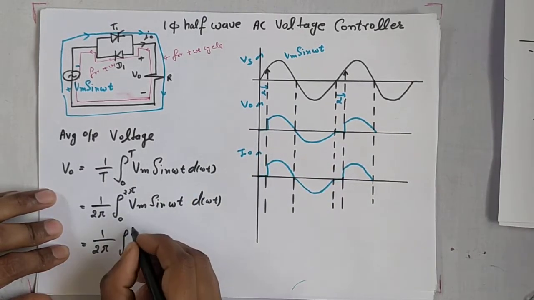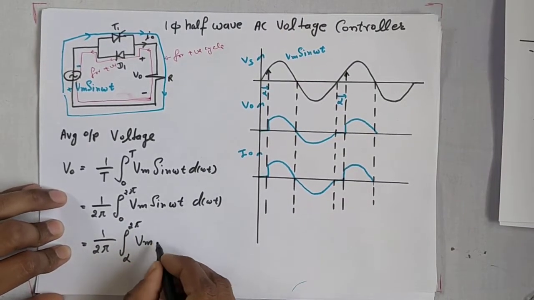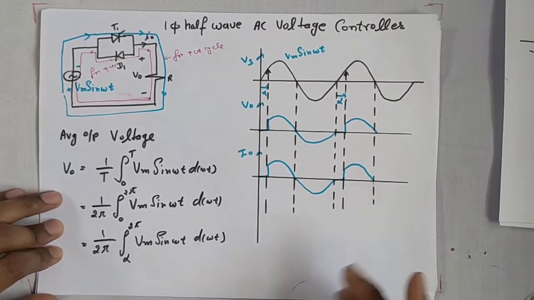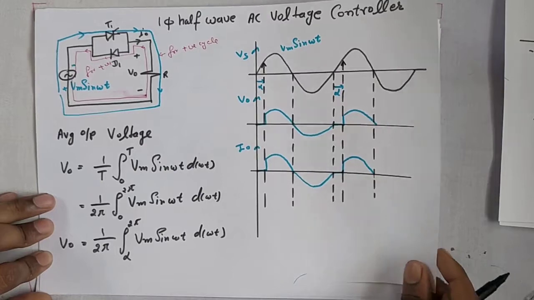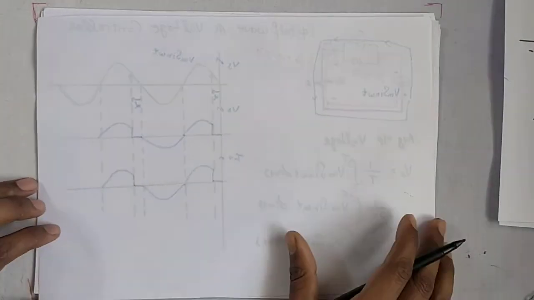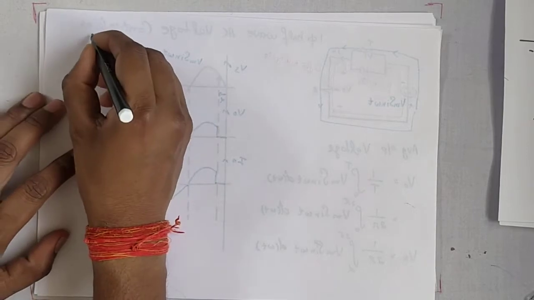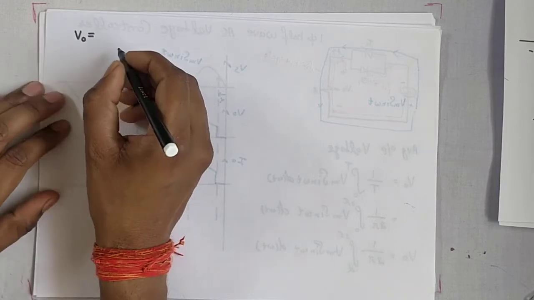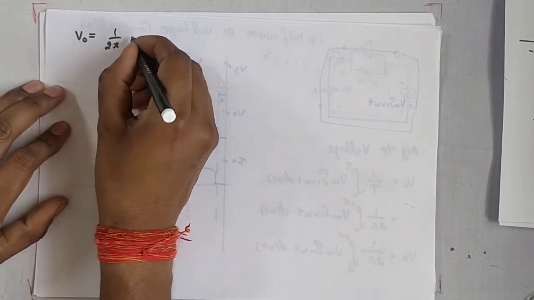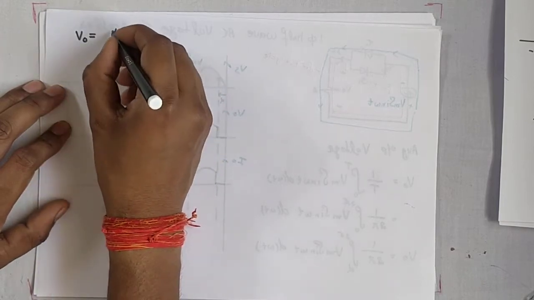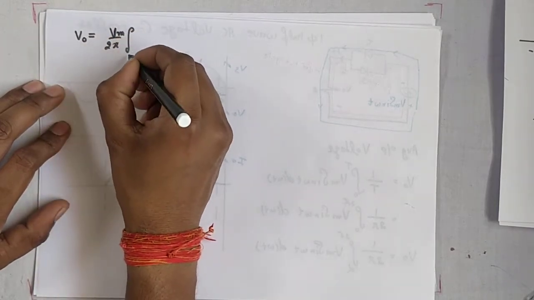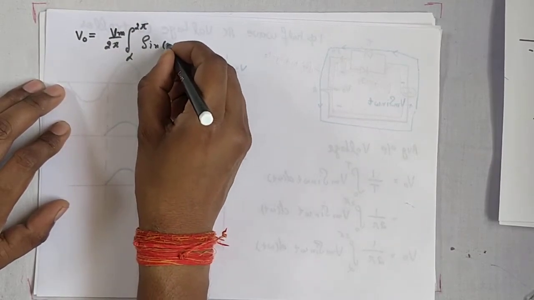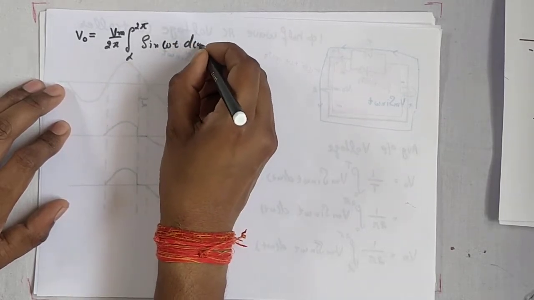So integrate from alpha to 2 pi, Vm sin omega t d(omega t). This is V naught. Now integrate it. V naught equals 1 upon 2 pi, take Vm outside, integral from alpha to 2 pi of sin omega t d(omega t).